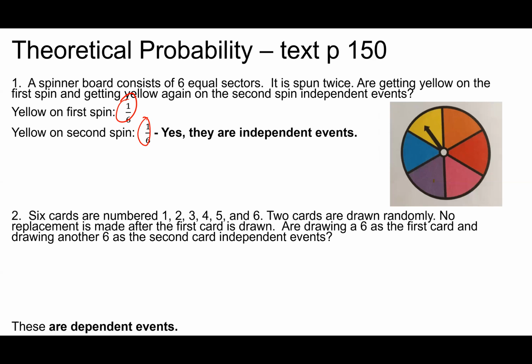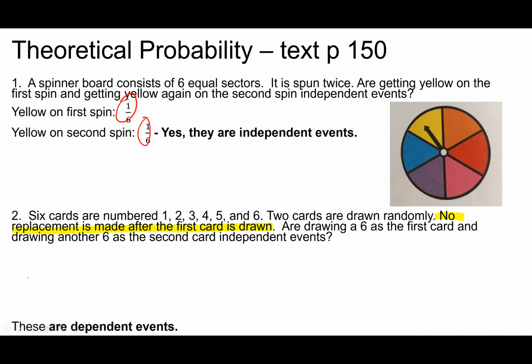6 cards are numbered 1, 2, 3, 4, 5, and 6. 2 cards are drawn randomly. No replacement. Let's highlight that. No replacement is made after the first card is drawn. Are drawing a 6 as the first card and drawing another 6 as the second card independent events? Yes or no, class? No. Good job. Okay, so let's figure it out.